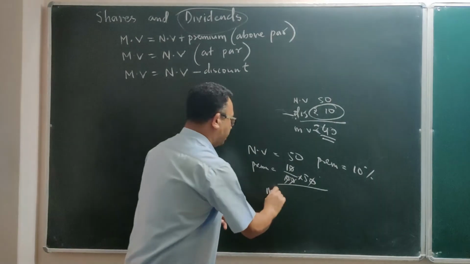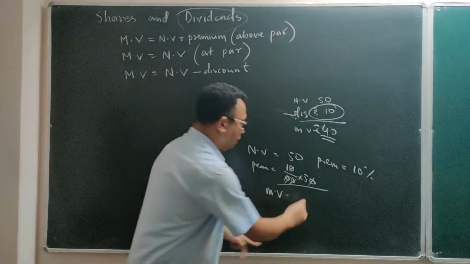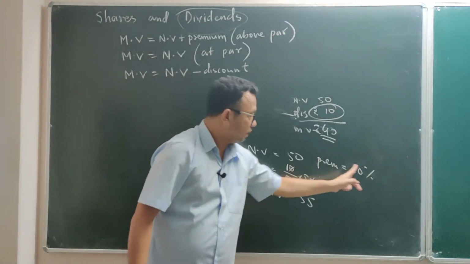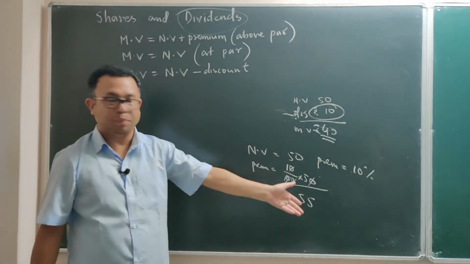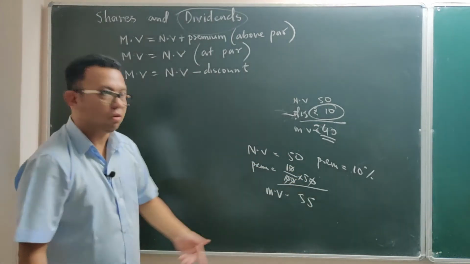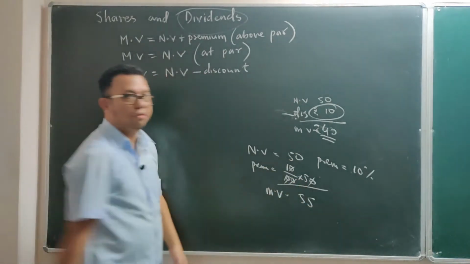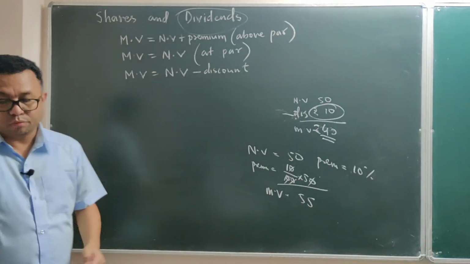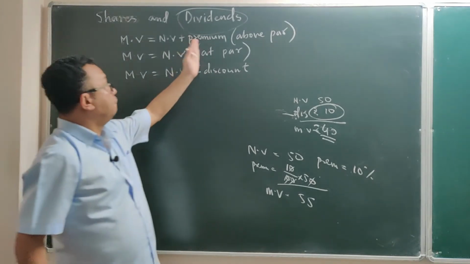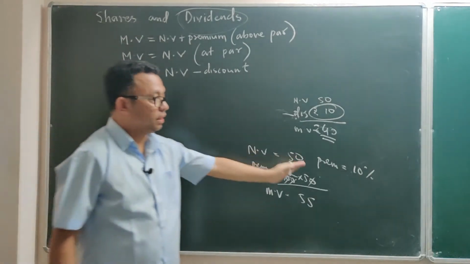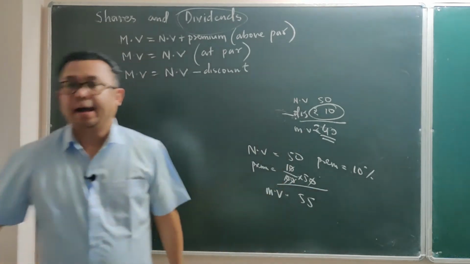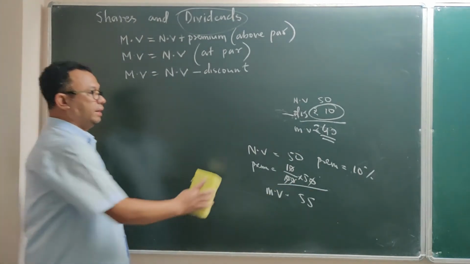Now your market value becomes nominal value plus premium, 50 plus 5, which is 55. So don't add 50 plus 10 to get 60. Since it is given in percentage, first calculate the percentage and convert it into rupees. Similarly, if it is discount, you subtract 50 minus 5, which gives you 45. This is what you have to do if premiums and discounts are given in percentage in a question: first convert into rupees, then add if it is premium and subtract if it is discount.